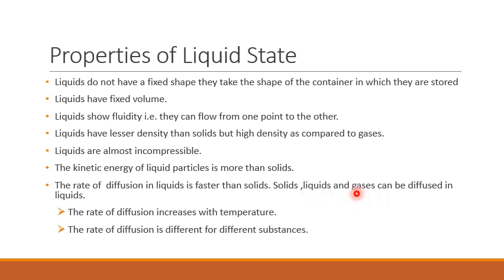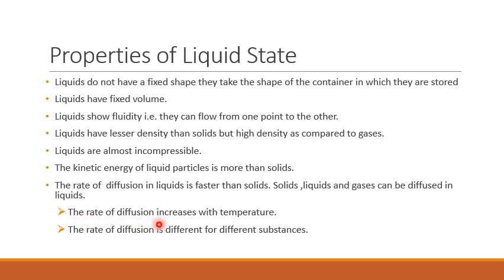Now, gases are also diffused in liquids. The best example is the water where aquatic animals live. The water has oxygen, carbon dioxide and other gases diffused in it. And this diffused oxygen sustains the marine life. Now let's see the properties of this diffusion.